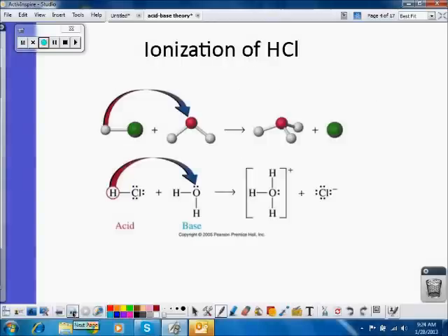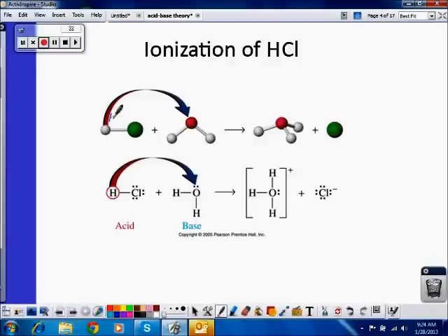Okay, so now let's look a little more at Brønsted-Lowry theory of acids and bases. So this is looking at HCl. Here's my HCl right here, and here's water. What is happening is the H is coming off the HCl and being transferred to the water molecule. So according to Brønsted-Lowry theory, HCl is the acid because it's donating this H+. Water is actually acting as a base because it is accepting that H+.